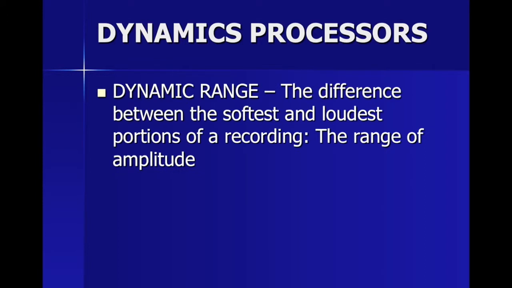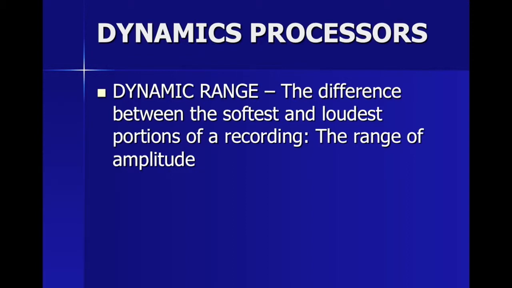So we need to define a couple of things. First of all, what is dynamic range? Now, the dynamic range is the difference between the softest and the loudest part of a recording. So it's the range of amplitude or volume. Now, most instruments in the real world have a pretty wide dynamic range, especially when you look at something like a group of instruments like an entire symphony. Things can go from very, very quiet to very, very loud in a very short amount of time.